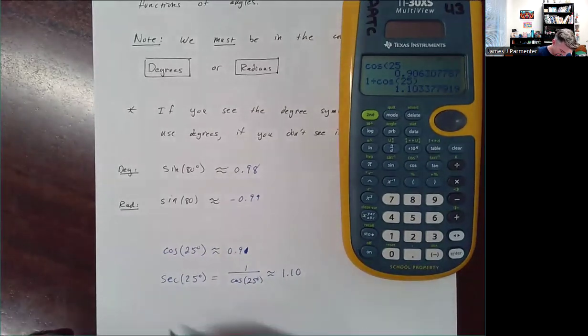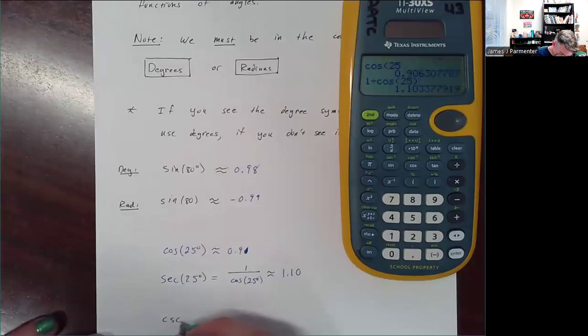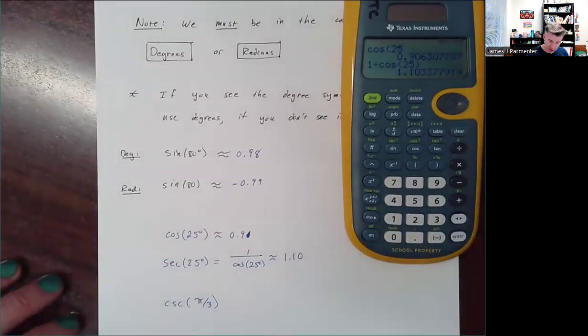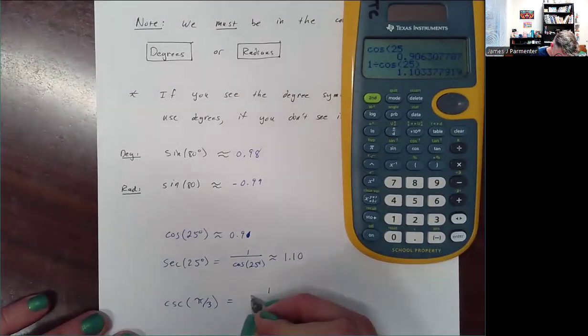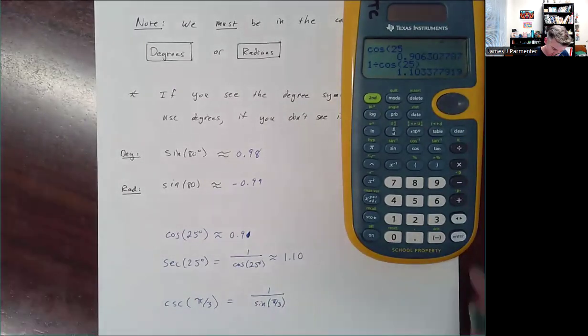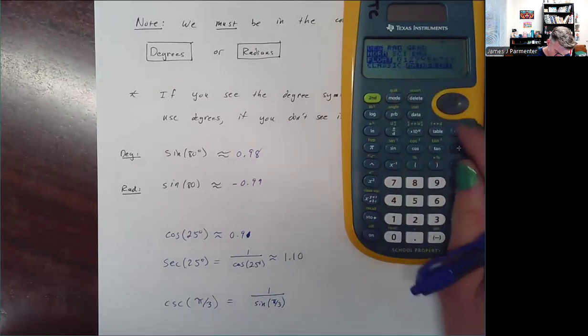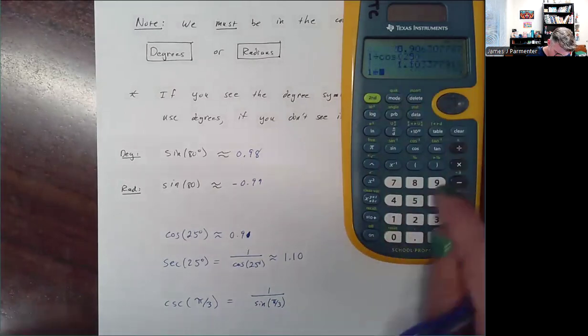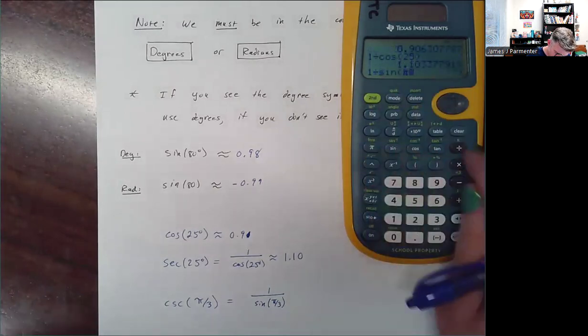In a similar way, if I wanted to find cosecant of, say, pi over 3, well, that's definitely in radians because there isn't a degree symbol there. So I'm going to first say, well, I know that's going to be 1 divided by sine of pi over 3, or the reciprocal of sine of pi over 3. So I'm going to change my mode to radians. And then I'm going to do 1 divided by sine of pi divided by 3.